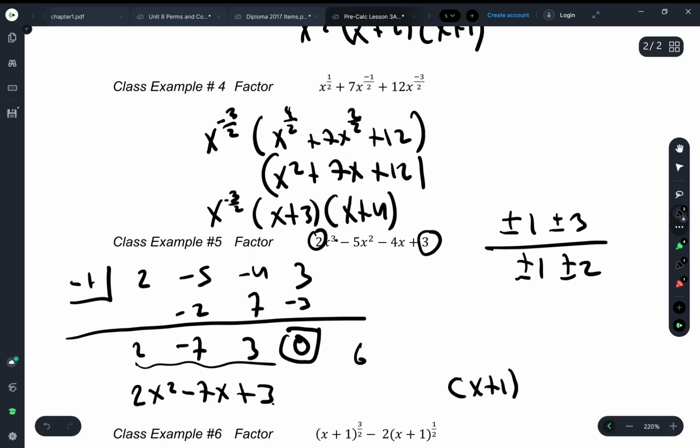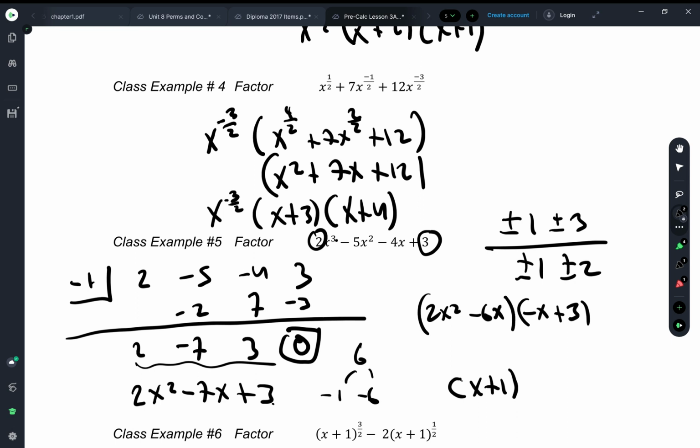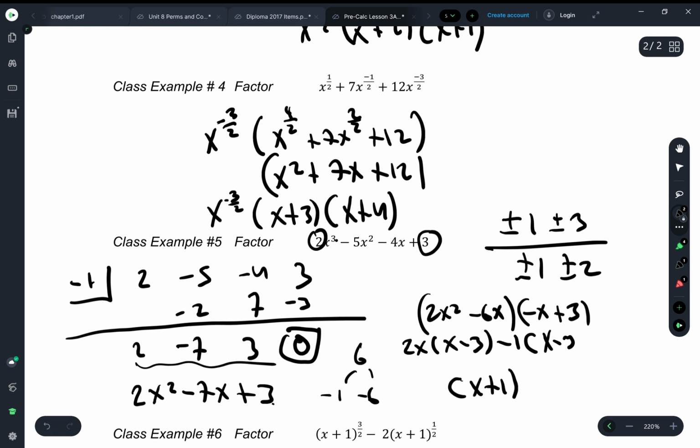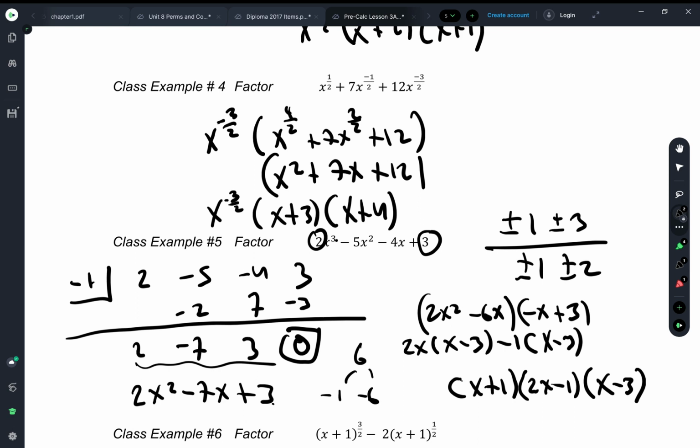2 times 3 is 6. Factors of 6 that give -7 are -1 and -6. I'm going to come up here to break this down. 2x squared minus 6x minus x plus 3. Okay, and so we have 2x squared minus 6x. Pull the 2x out. Pull a -1 out. They match. We're happy. You have all your factors. You have a 2x minus 1 factor and an x minus 3 factor. Okay, questions on that one?